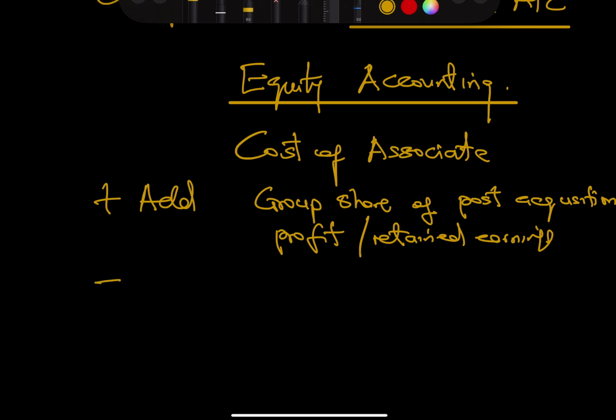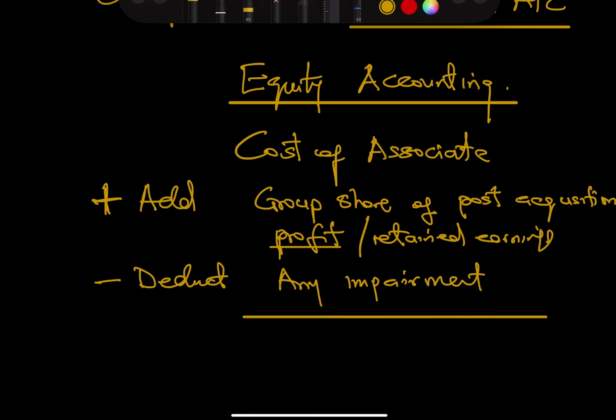Then you have to deduct an impairment. If this profit is a loss, then that makes this one negative. So please take note of that. But mostly they will always give you a profit. So when you less that impairment, the net outcome that you have is your current value.